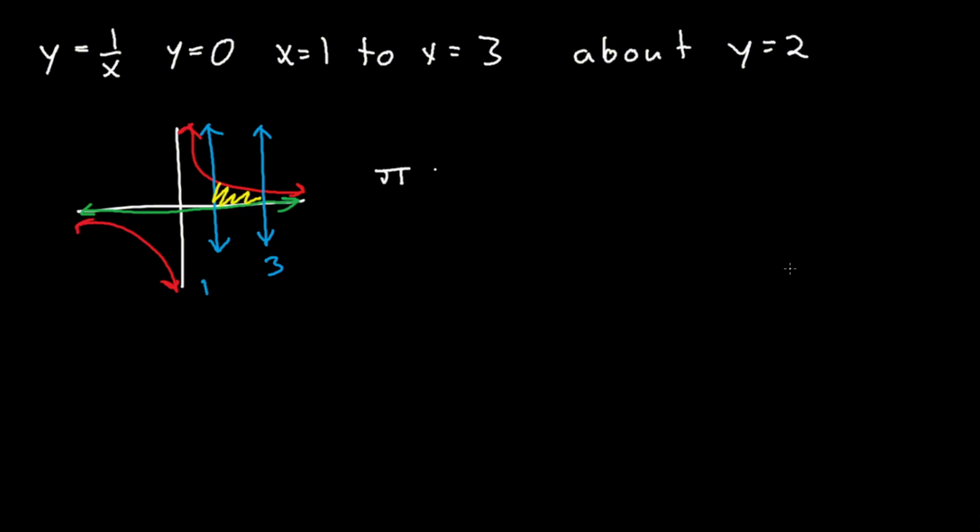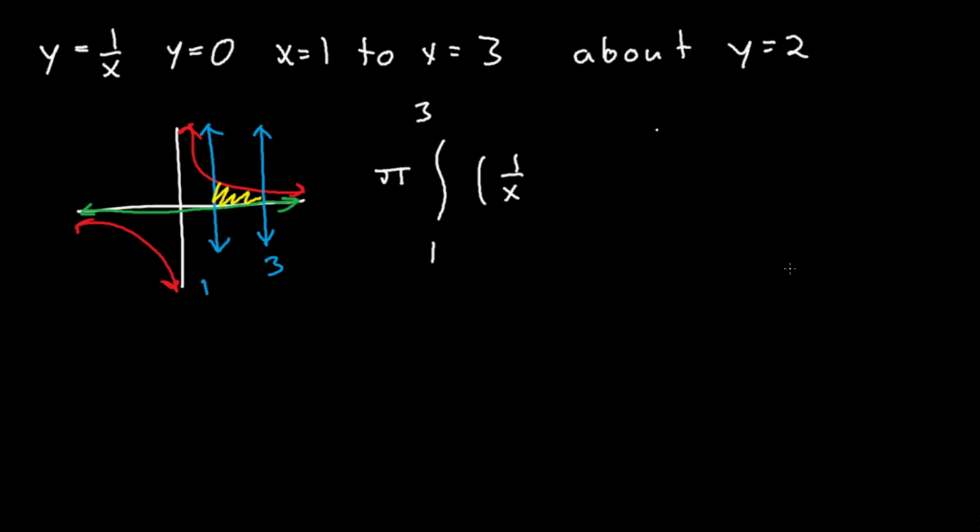All right, let's go ahead and set up the integral. So pi times the integral from 1 to 3. And 1 to 3 is our bounds for the integral because those are our left and right bounds of our region. All right, once you have this, you want to use the general formula that you memorized.